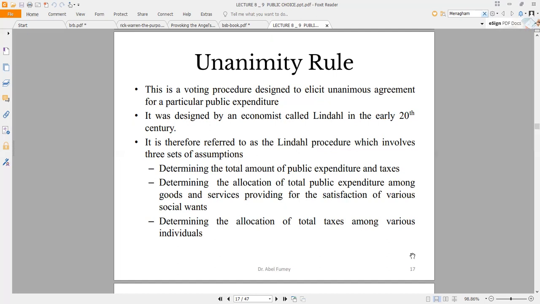And then the last one too, now we need to be able to share the public expenditure or the taxes among the people that are going to be affected by the policy. So first, make sure you know the total expenditure or tax revenue that we need, know how to allocate this expenditure among the goods and services that must be produced, and then know how to share these taxes among the individuals that will be affected by the policy.